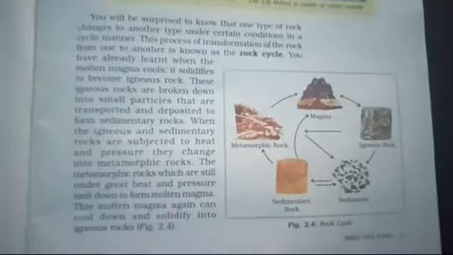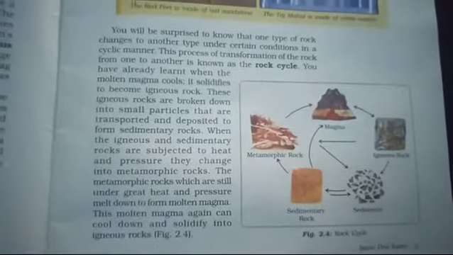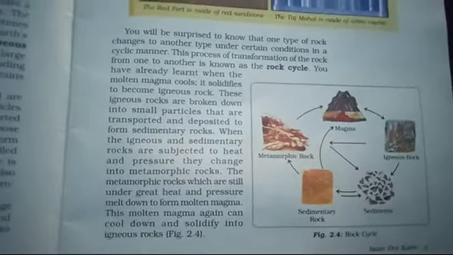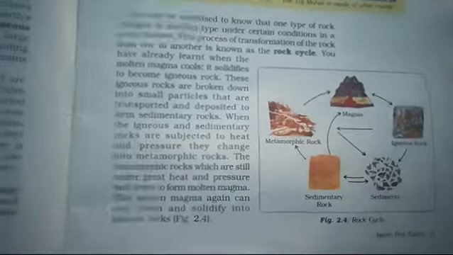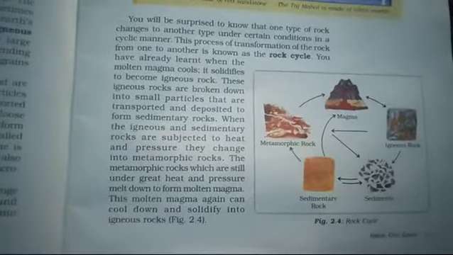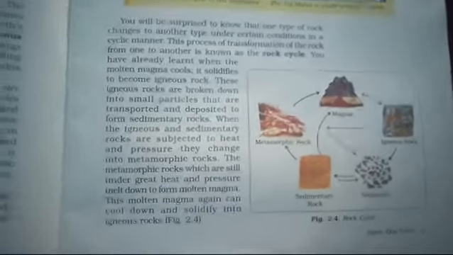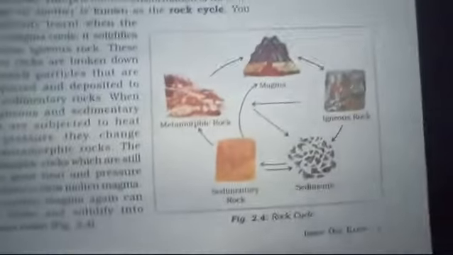This molten magma again can cool down and solidify into igneous rocks. And the cycle continues like this. And from the main part of the igneous and sedimentary rocks, under high pressure, high heat and under certain conditions, metamorphic rocks are found.